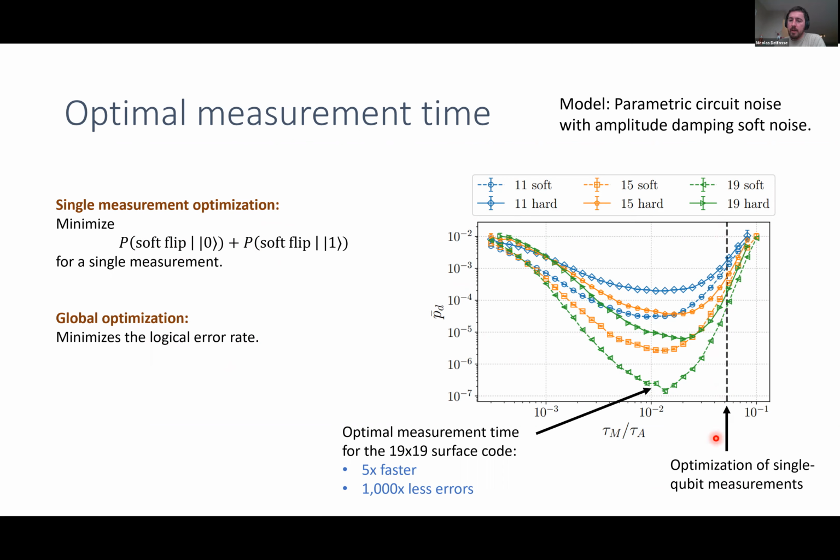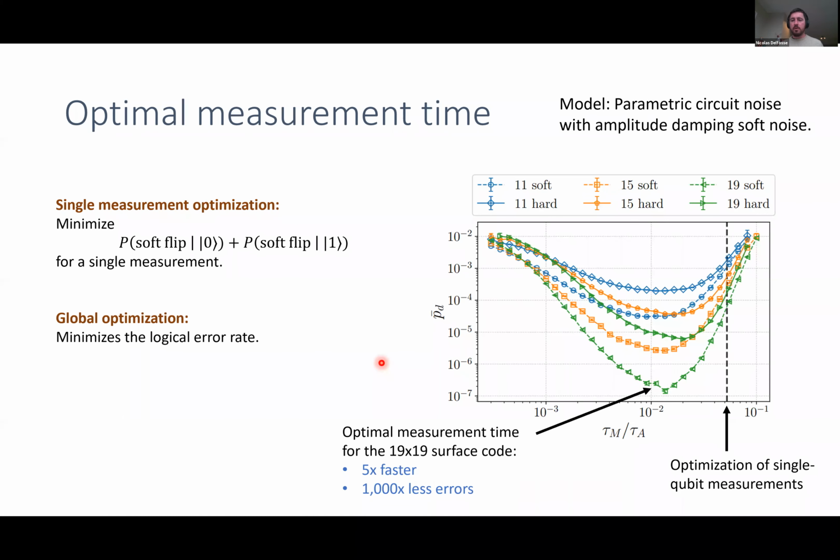And if we look at the distance 19 surface code with soft decoding, it's the bottom green plot here, we get a logical error rate which is close to 10 to the minus 7 instead of 10 to the minus 4 for the single qubit optimization. And we get a measurement time that is about 5 times faster. So we can simultaneously speed up measurements and improve the quality of our logical qubits. It's really doubly beneficial. We have nothing to lose in doing that.